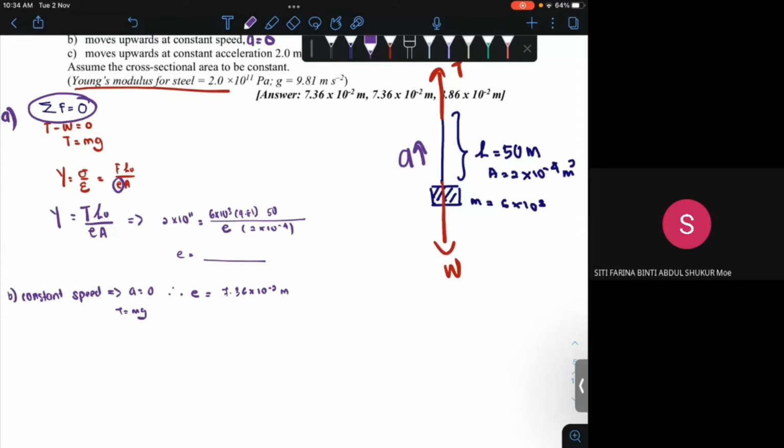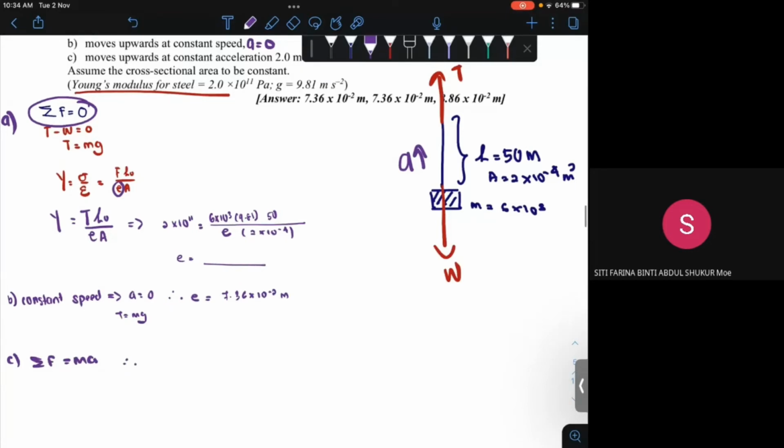So in this case, summation F kita tidak akan sama dengan kosong. The summation F according to Newton's law must equals to MA. Therefore, kita akan ada tension tolak dengan weight. These are the total force. The total force is still the same. Tension dan juga weight sahaja. Since they are in the opposite direction, tension ke atas, weight ke bawah, minus them is equals to mass times acceleration. Your acceleration is upwards, positive.